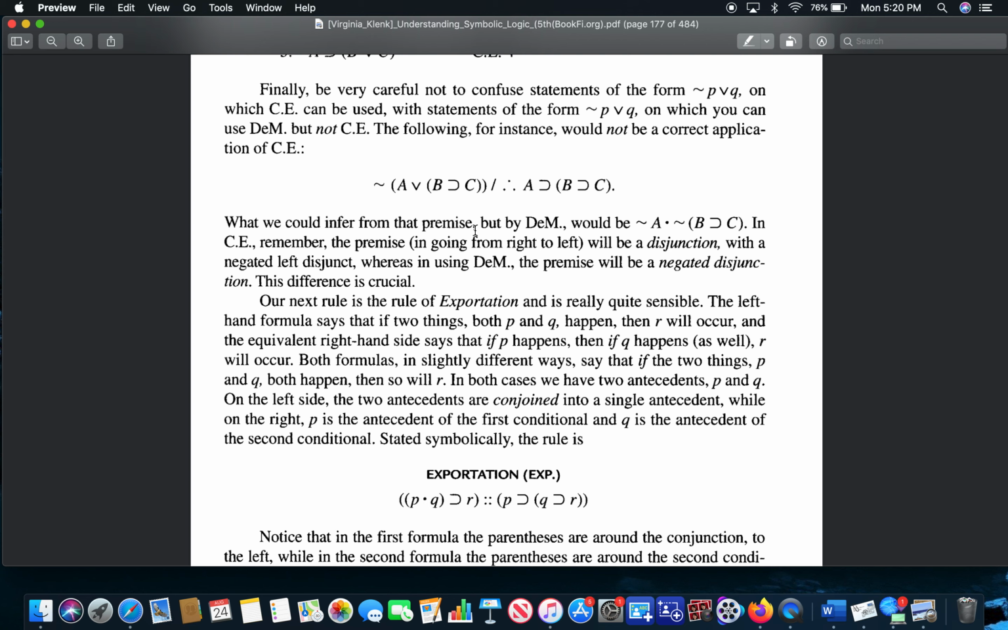Okay, what we could infer from the premise, by De Morgan, would be not A and not if B then C. In conditional exchange, remember, the premise in going from right to left will be a disjunction with a negated left disjunct, whereas in using De Morgan's, the premise will be a negated disjunction, right? She's saying the form and bringing attention to the difference of the form.